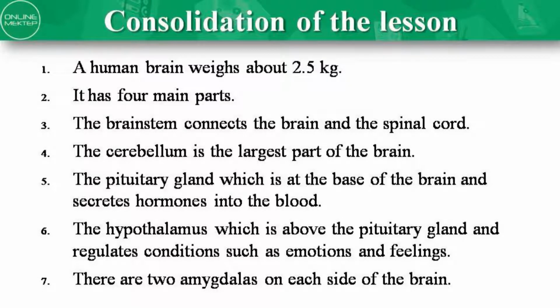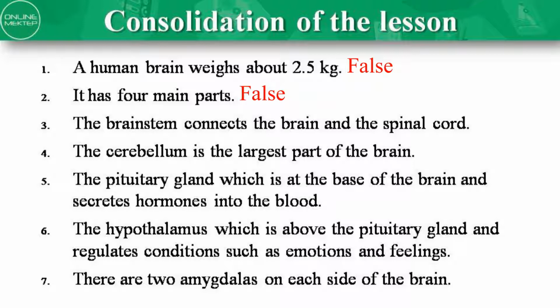Let's check. The first one. A human brain weighs about 2.5 kilograms. Is it true or false? Of course, it's not true. It's false. A human brain weighs about 1.4 kilograms. The second one. It has 4 main parts. It's also false. It has 3 main parts.